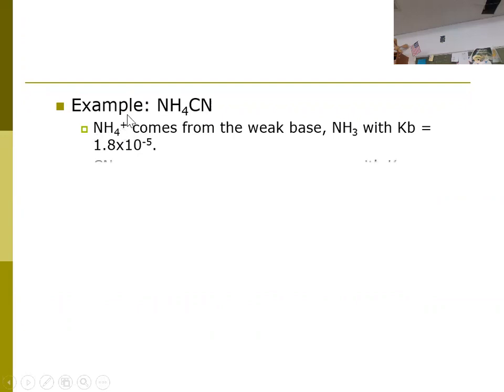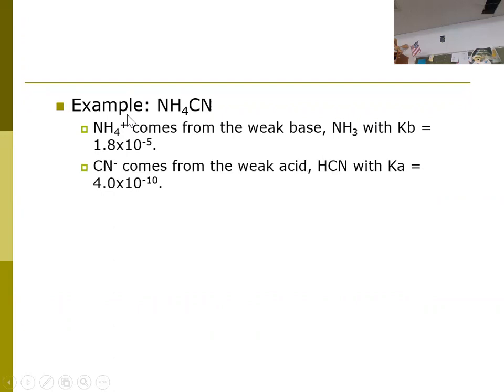So HCN comes from hydrocyanic acid, so it has a Ka value of 4.0 times 10 to the negative 10. So is this acidic or basic? You're given the Ka and Kb values. Basic. It's got a bigger Kb value. It's basic because it has a bigger Kb value. Keep in mind the negative exponent means it's further away from zero. When the Ka and Kb values are equal, it would be basic.